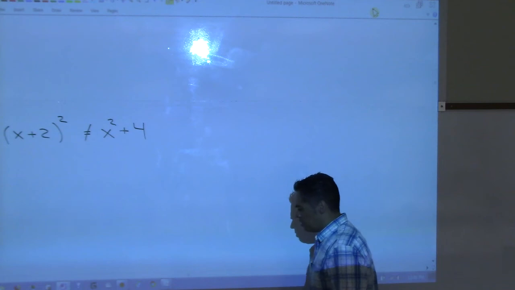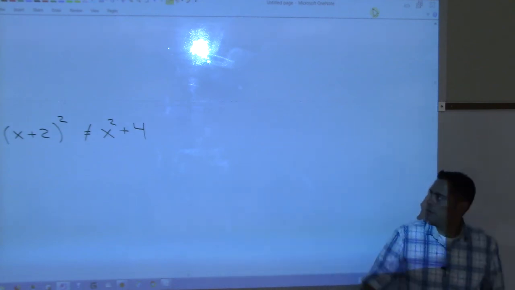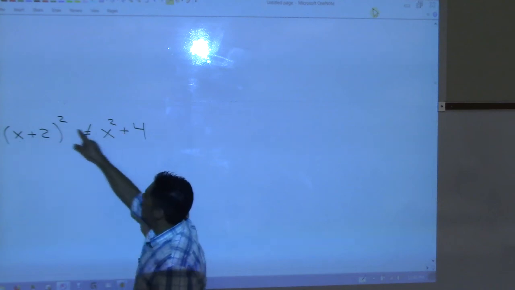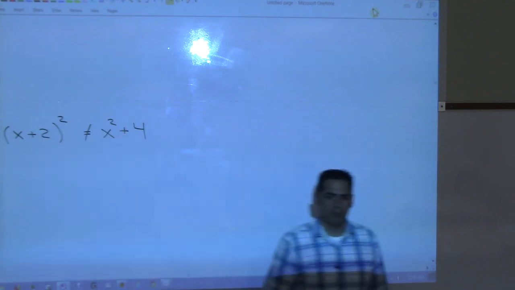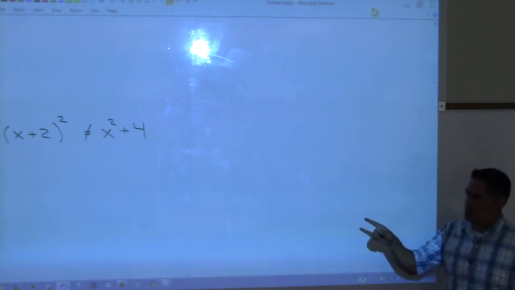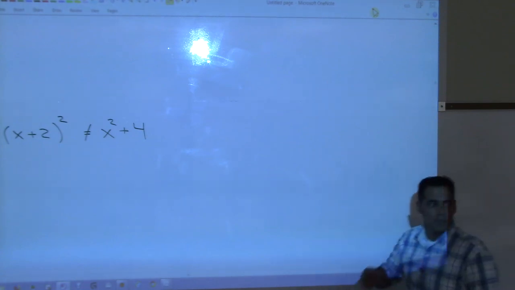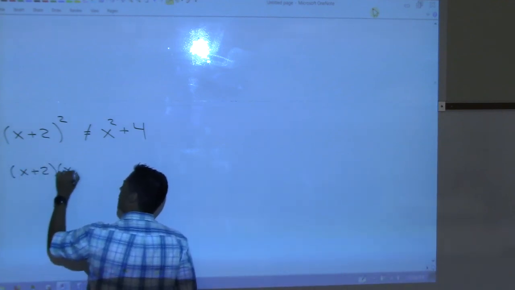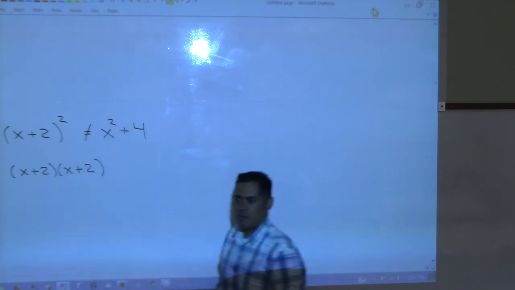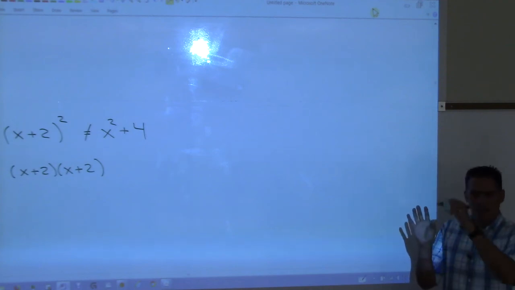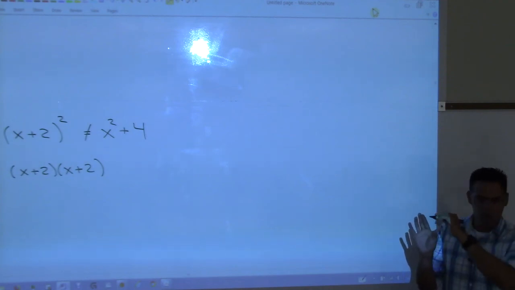So what did that student just do? They just squared the x, and then they said plus, and they squared the 2 and made it a 4. That's the most common mistake that I see. What you really have to do for this squaring is realize that this means x plus 2 times x plus 2. That's what that means. And then to multiply those two together, you have to do that thing called FOIL. You also remember that thing, FOIL?